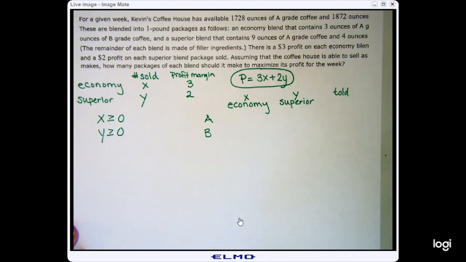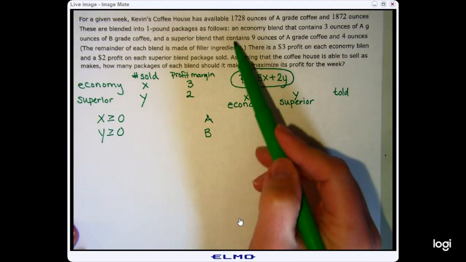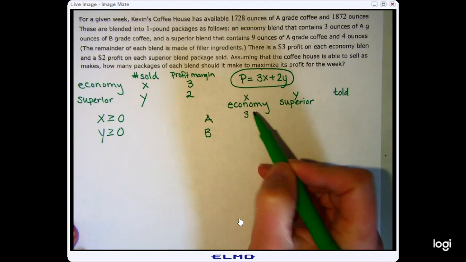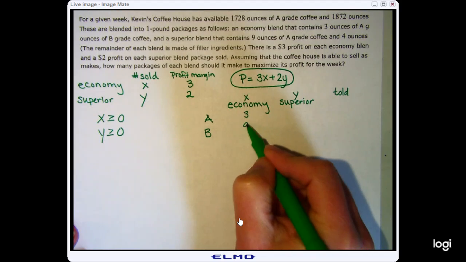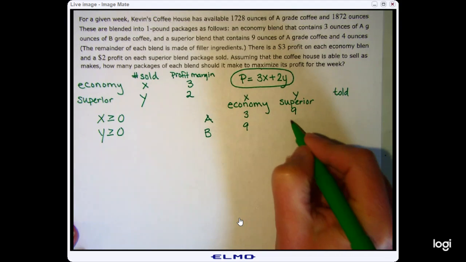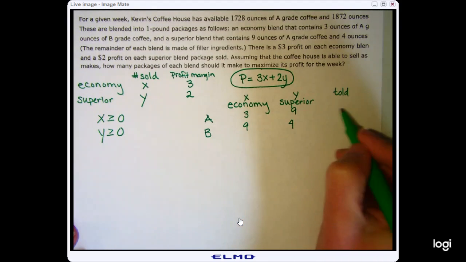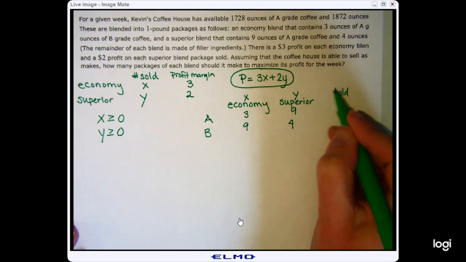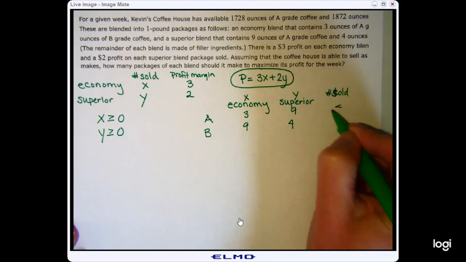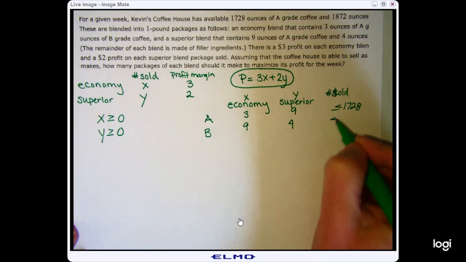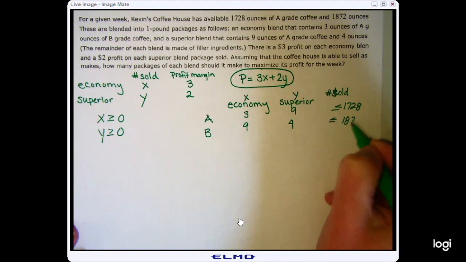So let's look and see how we do this. In our economy blend, how much do we mix together? 3 of A and 9 of B. For our superior blend, how many do we mix together? 9 of A, 4 of B. Our A has to be less than or equal to, that was supposed to be number sold, less than or equal to 1728. Our B grade has to be less than or equal to 1872.